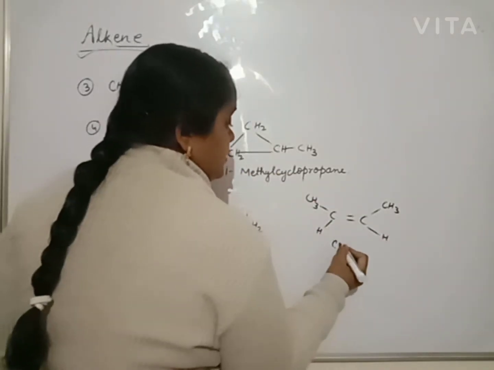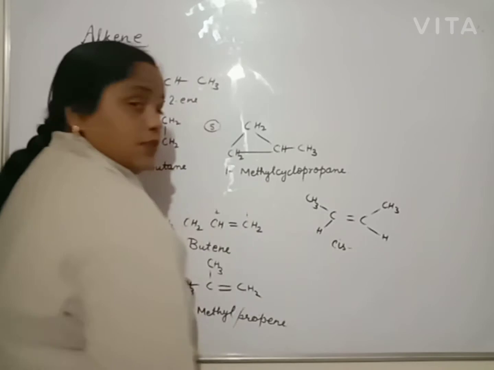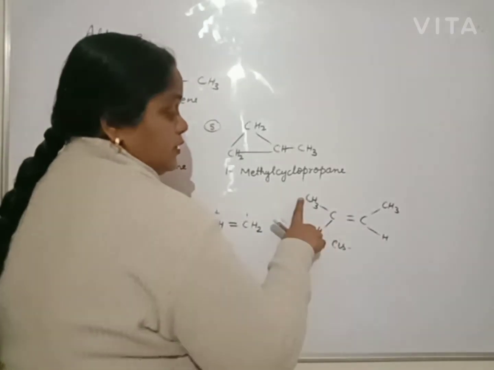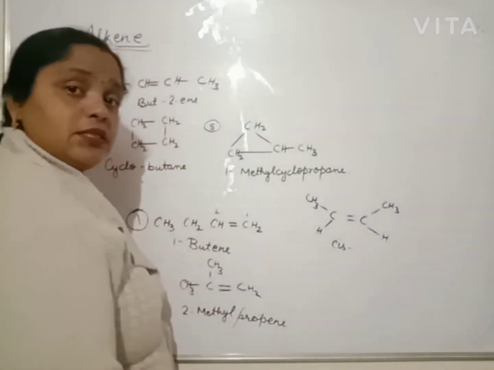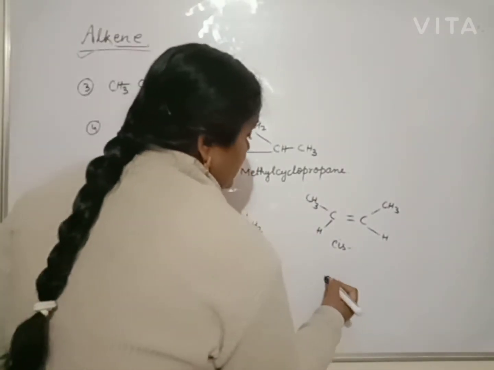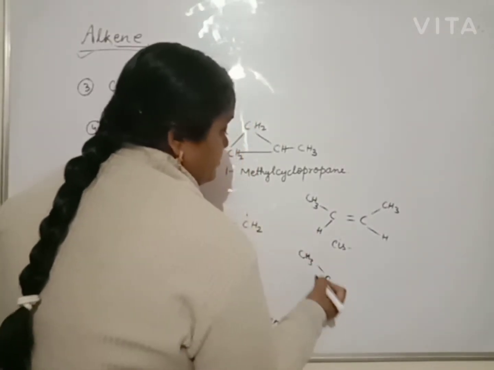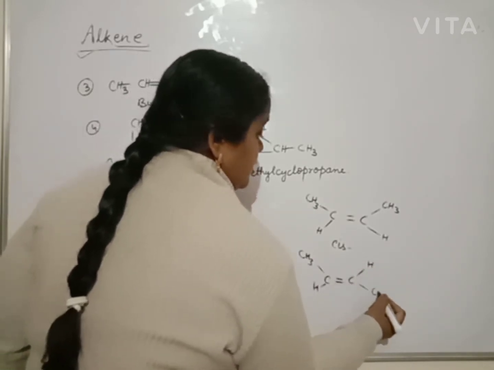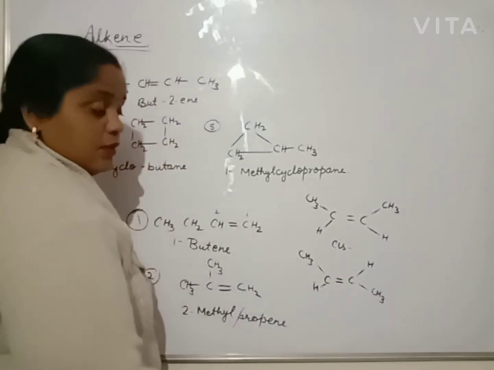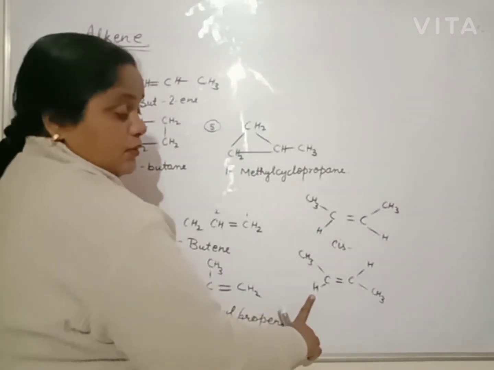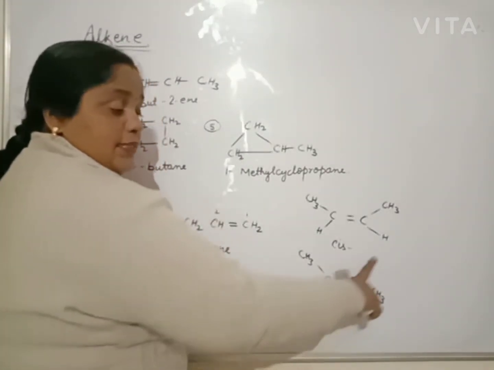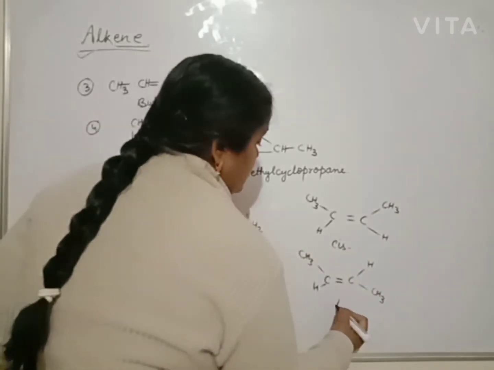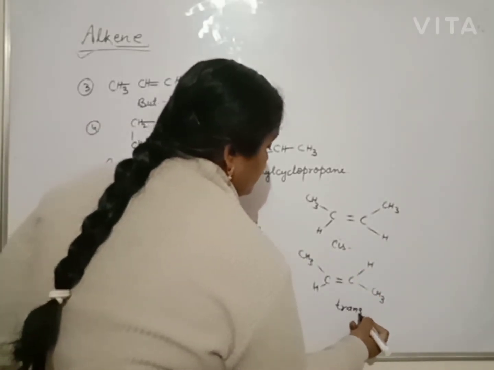It is the cis isomer, cis-butene, because the same atoms or same groups of atoms are present on the same side. If we fix the position of 1 carbon and change the position of the other carbon in 3-dimensional space, now similar atoms are present at maximum distance, that is 180 degree difference, and that is known as the trans isomer.